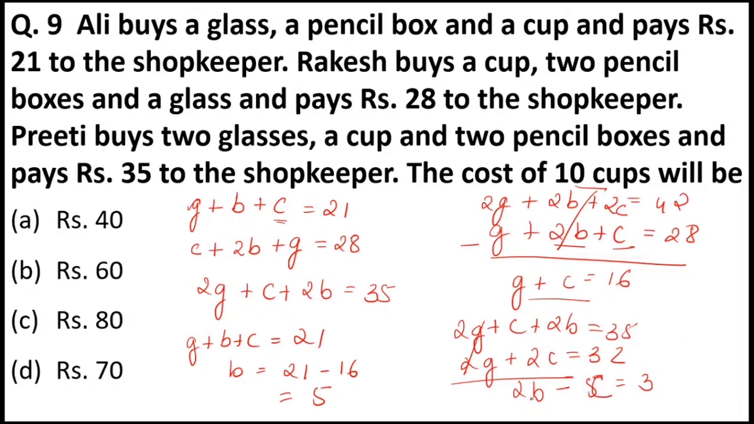Okay. Since the value of 2B is 2 into 5 minus 3 gives you C. So 10 minus 3 is 7. So the value of cups is 1 cup is 7 rupees. So the value of 10 cups will be 70 rupees. Okay, just don't get frightened.